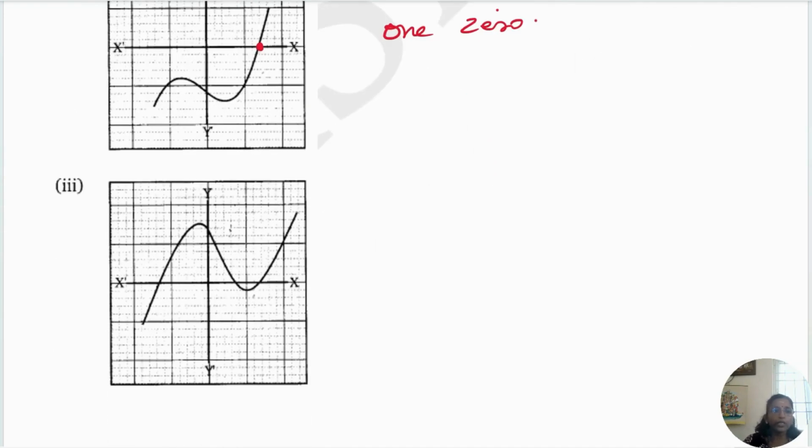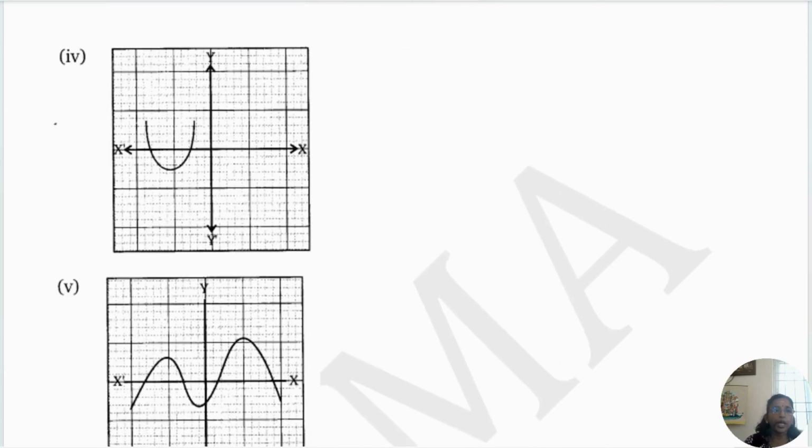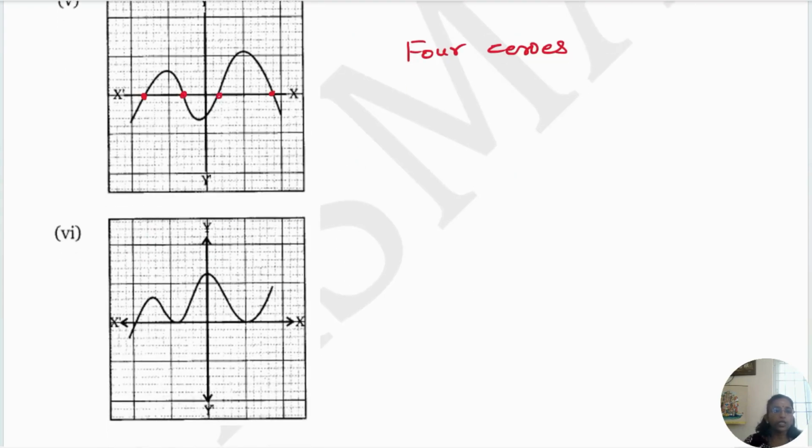And coming to the next question, so 1, 2 and 3. So 3 zeros. And for the next graph, we have 1 and 2, so 2 zeros. And for the fifth graph, 1, 2, 3 and 4, so 4 zeros. And for the last one, 1, 2, 3, so 3 zeros.